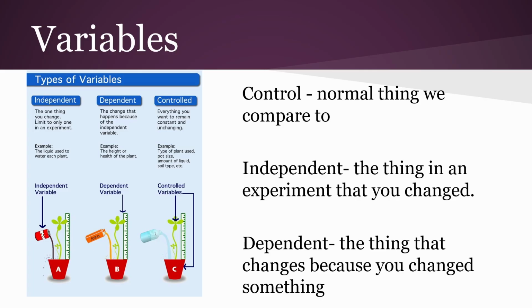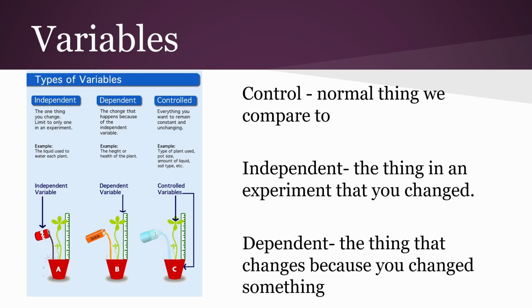Variables, I hardly know him. When we design an experiment, we need to take especially good care of tracking our variables. The control is the normal condition that we compare our experimental results to. The independent variable is the thing that we change, or I like to say independent means I change it. The dependent variable is the thing that we are measuring, so it's the thing that changes.